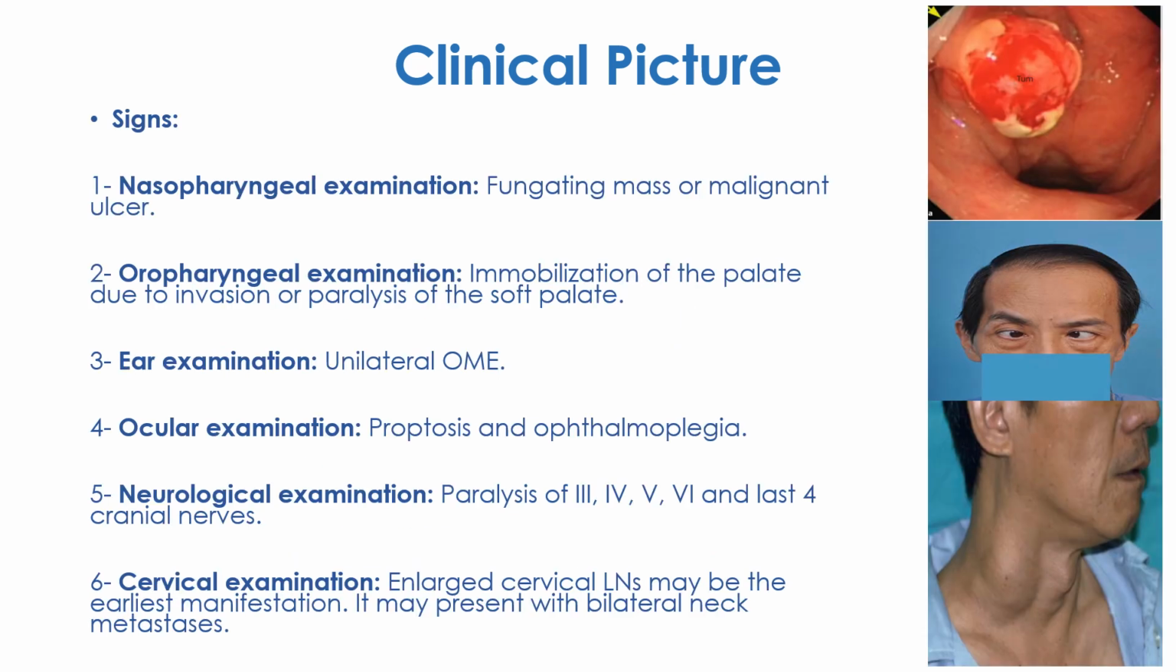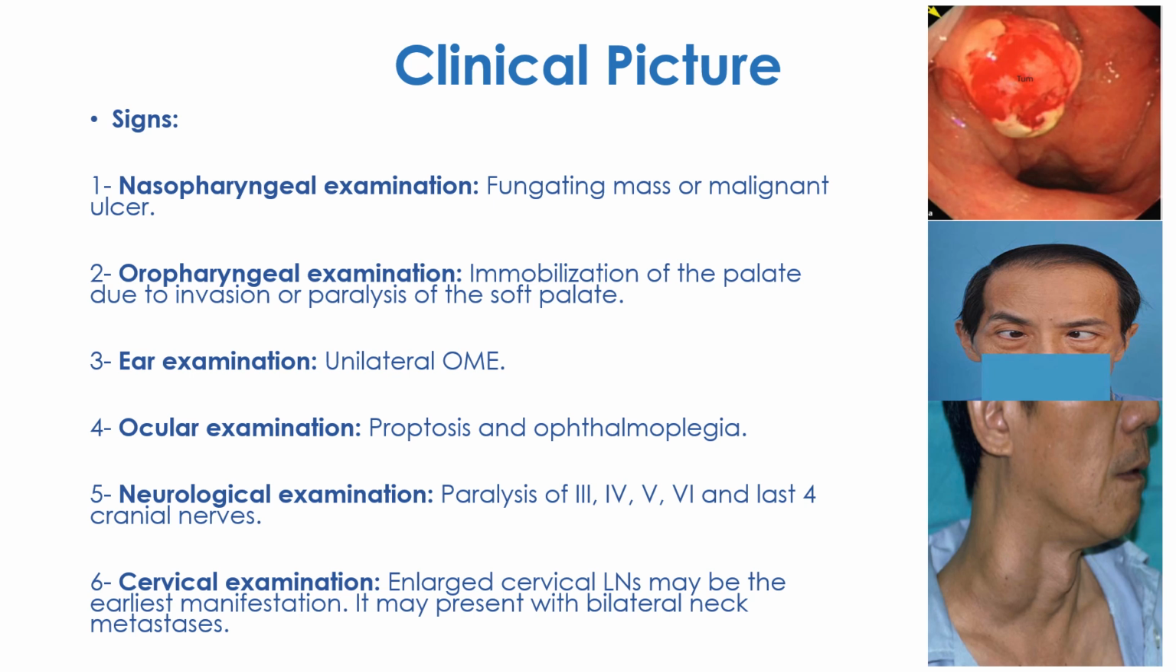and invasion of the trigeminal nerve. For the signs associated with nasopharyngeal carcinoma, nasopharyngeal examination might reveal a fungating mass or malignant ulcer arising from the fossa of Rosenmüller or lateral pharyngeal recess, as you could see in the picture. Oropharyngeal examination might reveal immobilization of the soft palate due to invasion and paralysis of the soft palatal muscles. Ear examination might reveal unilateral otitis media with effusion due to eustachian tube obstruction.